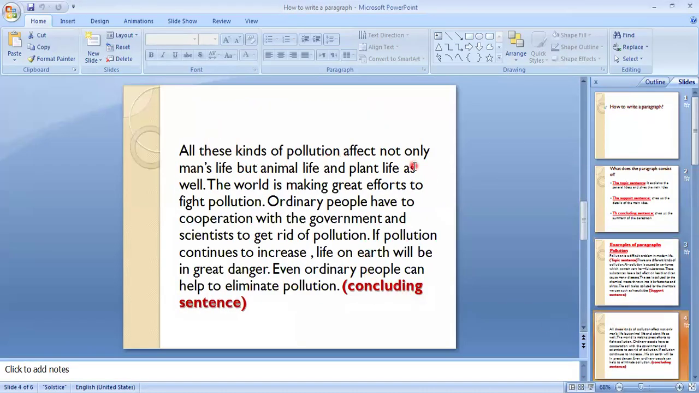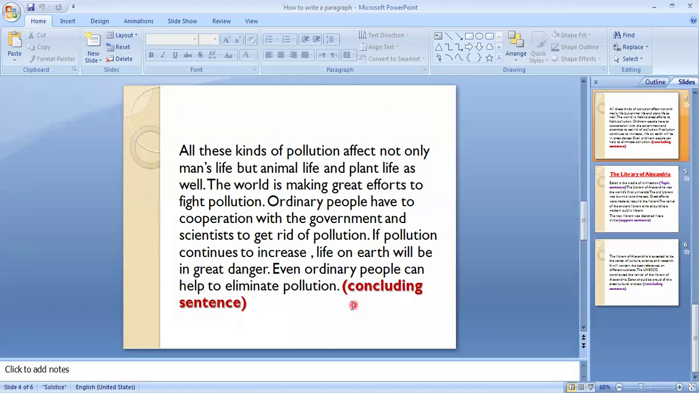All these kinds of pollution affect not only man's life but animal life and plant life as well. The world is making great efforts to fight pollution. Ordinary people have to cooperate with the government and scientists to get rid of pollution. If pollution continues to increase, what happens? Life on the earth will be in great danger. Even ordinary people can help to eliminate pollution. Okay, so this is the brief of this topic.